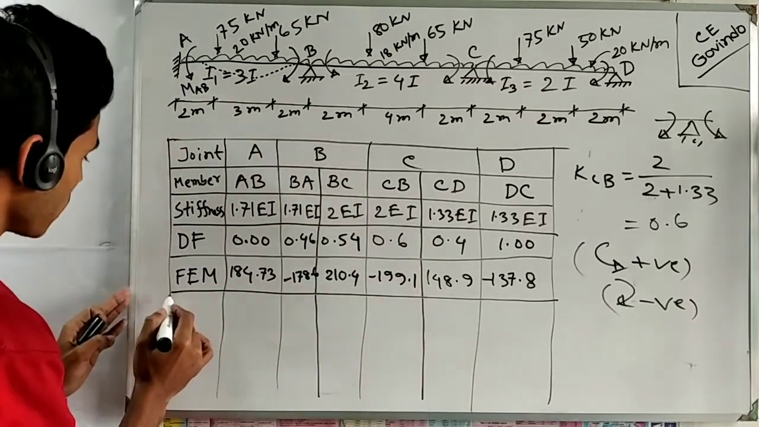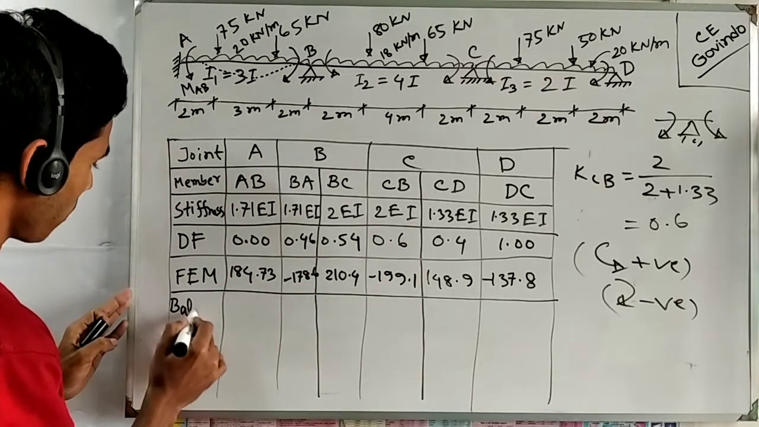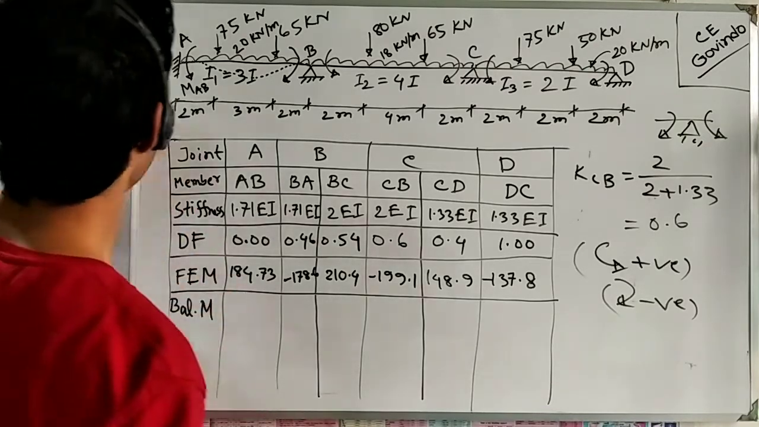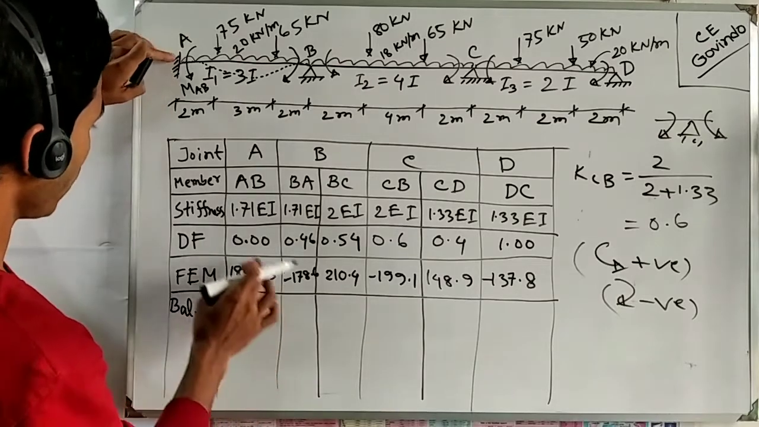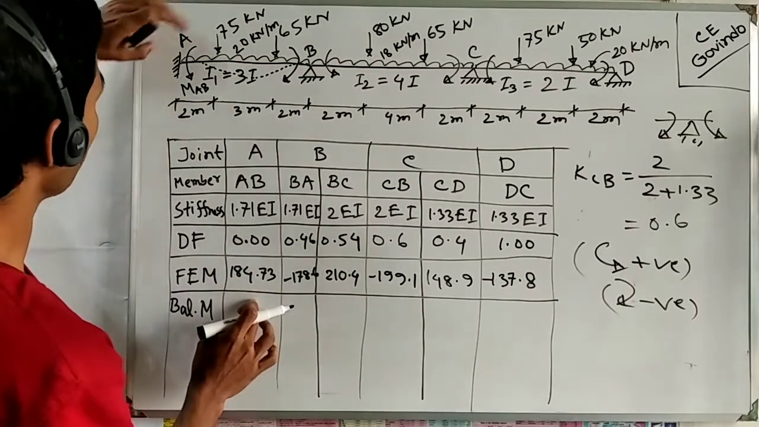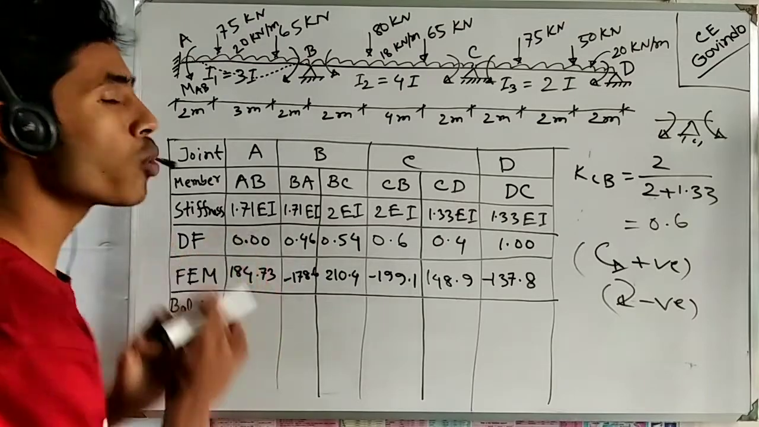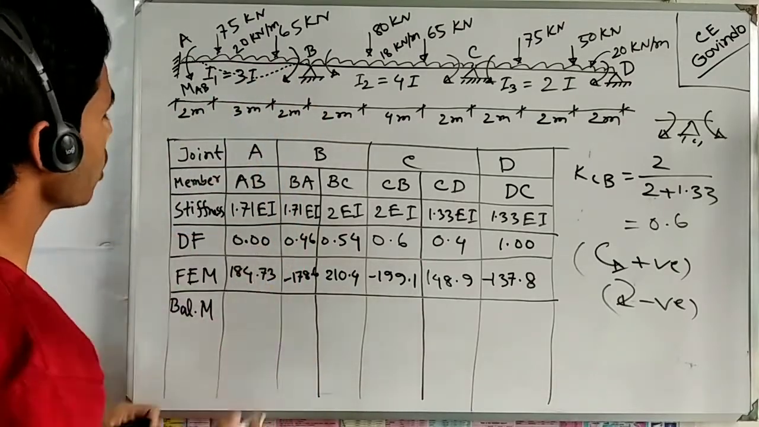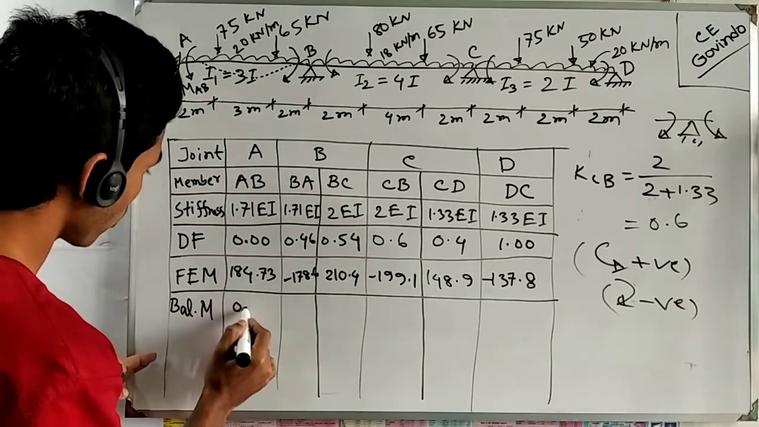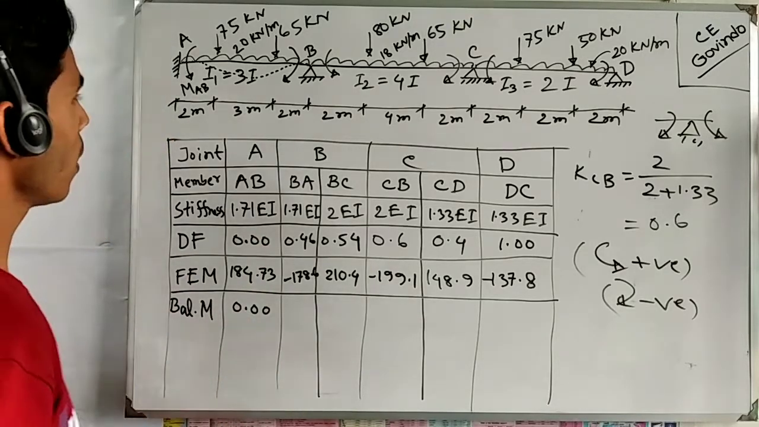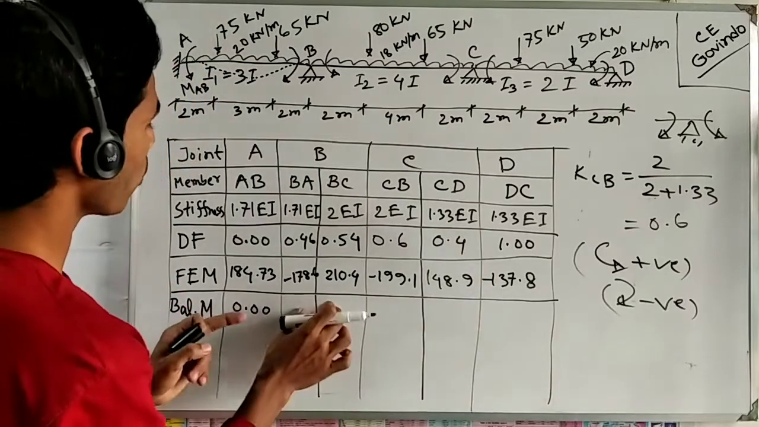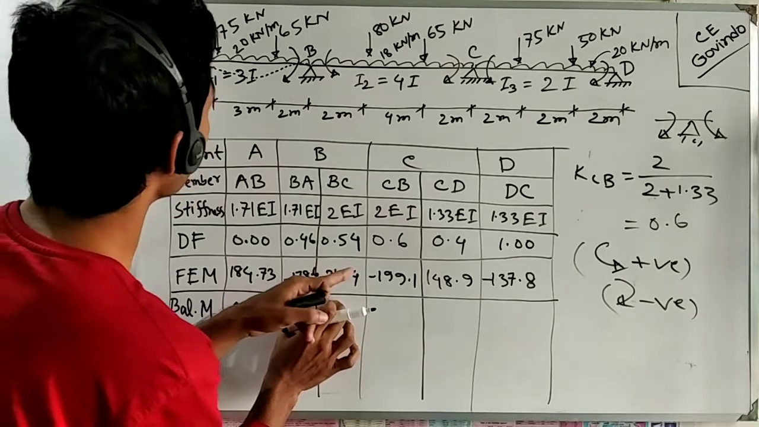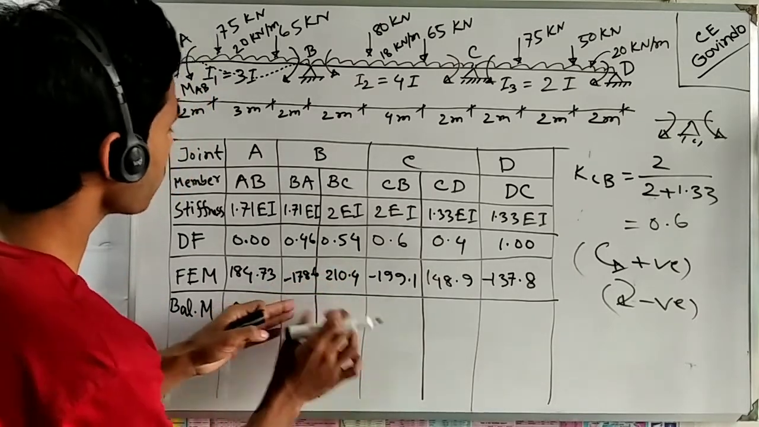First of all, we need to balance this moment, and we call it balanced moment. At joint A, we have moment 184.73, and we have only one member, so this total moment should be carried by this member, but the distribution factor at this point is 0, so the balance moment at this point will be 0. And at joint B we have two moments, that is minus 178.6 and 210.4. Then what is the unbalanced moment at this point?